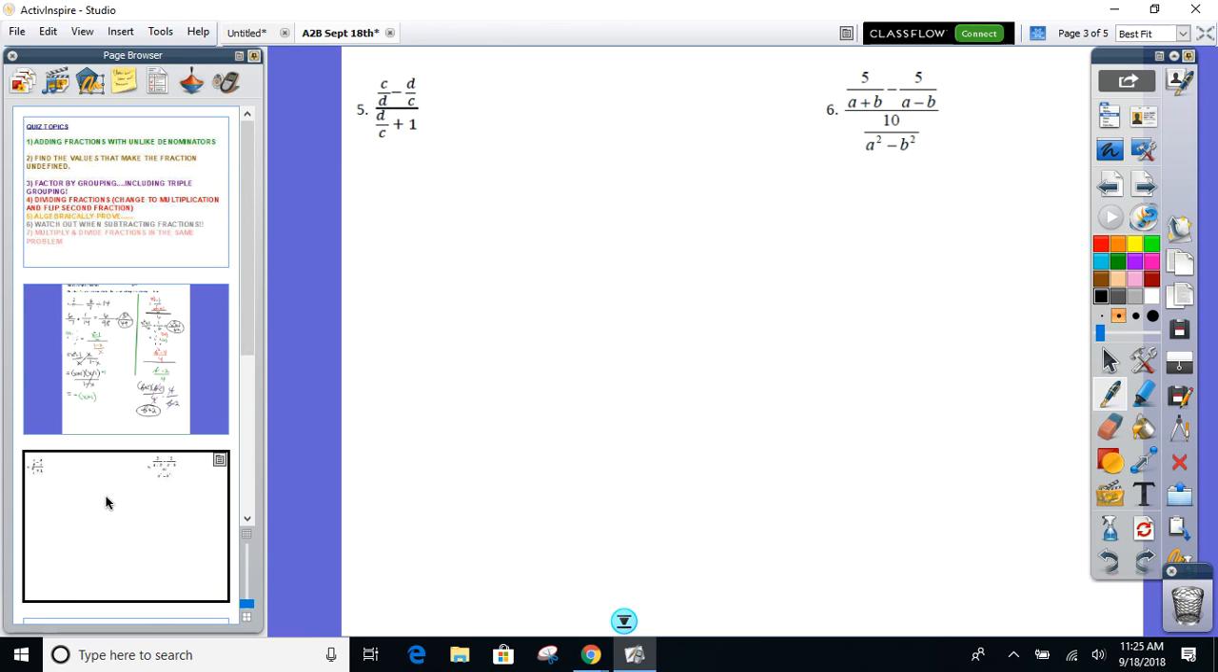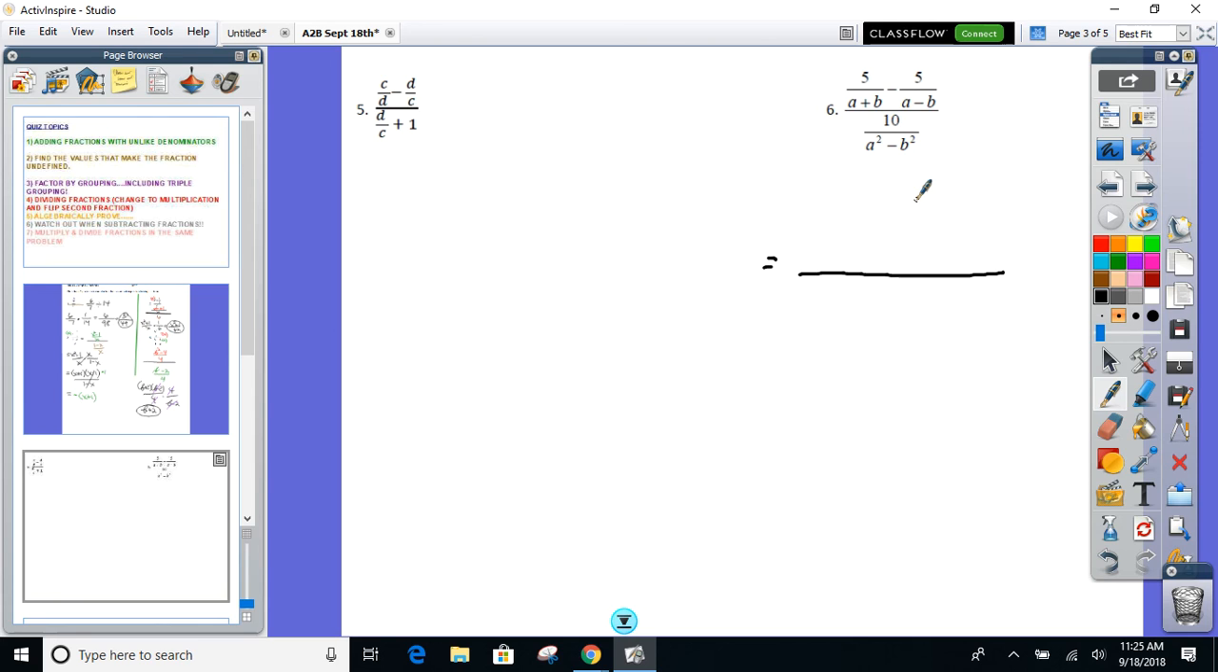Go over to 6 for me. How many fractions are on the top? 2. How many on the bottom? Just 1. Great. I don't have to do anything with the bottom, but I do need to combine the top. So this is what we worked on yesterday in class. Can't factor, right? Anything in common? Don't tell me a and b. Are these two the same? No, one's a plus b, one's a minus b. But they still have to go where?